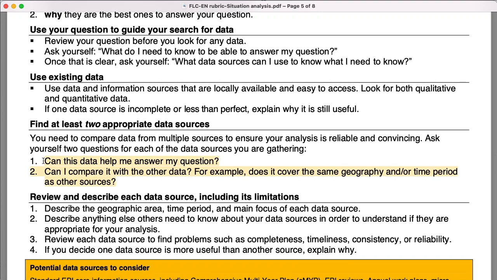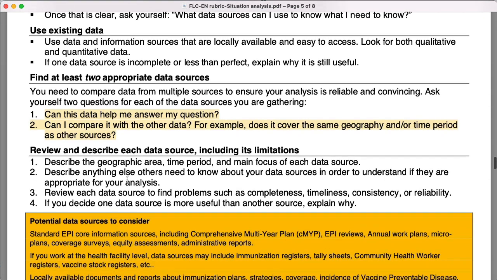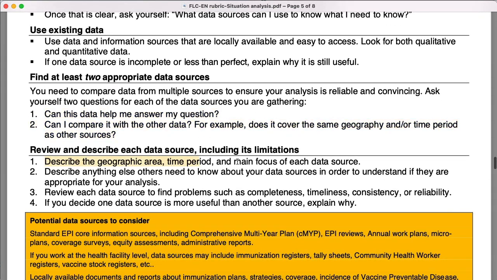how can these data help me answer my question? So surveillance data alone, you've talked about the contributing factors. Where do these two meet? How are you comparing? Are some of the data sources more reliable than others? Geographic area, time period, main focus, yes, that's been done. Anything else others need to know?